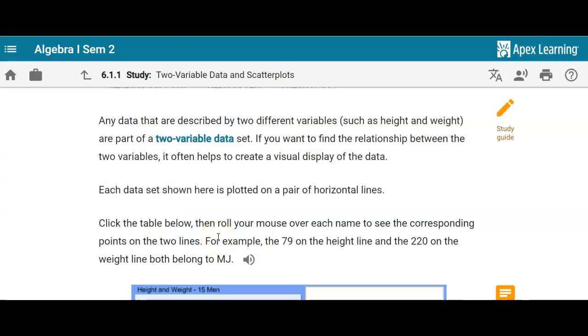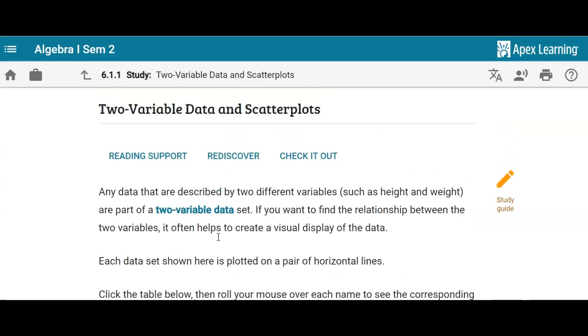So this chapter or section is all about what they call two variable data and scatter plots. You've been dealing with a lot of two variable data and scatter plots for quite a bit now. You did it with linear functions, you did it with quadratic functions. Anything with two variables kind of relates to this.